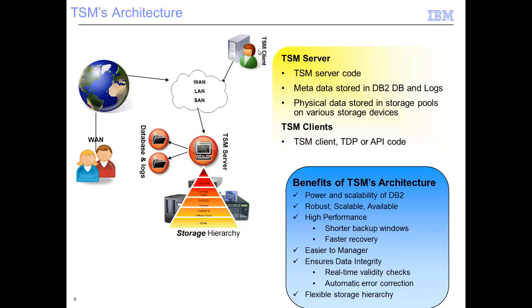Now the actual data that's being protected is sent to our storage hierarchy. So that copy of the file that you sent across the WAN, LAN, or SAN is now sitting somewhere in our storage hierarchy. And this storage hierarchy might be disk subsystems, it might be tape subsystems, it might be a VTL, it might be offsite tapes, it might be a tape library that's shared with other TSM servers. So the beauty of this storage hierarchy is that there's a lot of flexibility in Tivoli Storage Manager to move the data from one type of media to another.